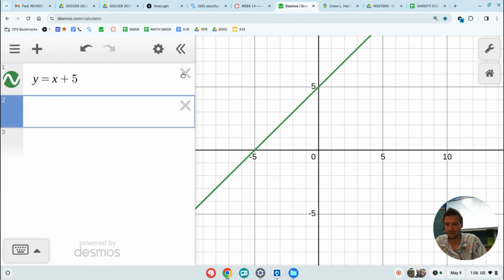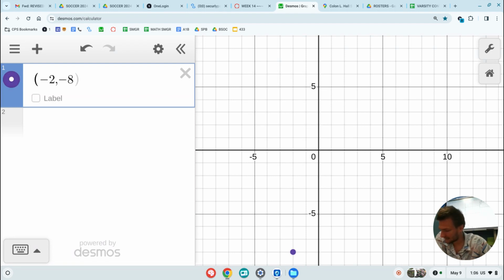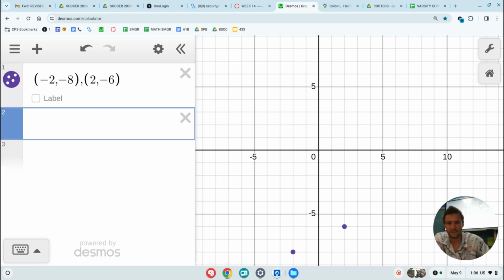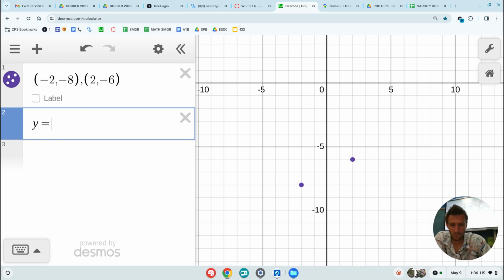So let's do 2 more questions here. The next one is -2, -8, and 2, -6. There's my 2 dots. Let's type in some different equations. y equals 2x minus 8. How does that one look?